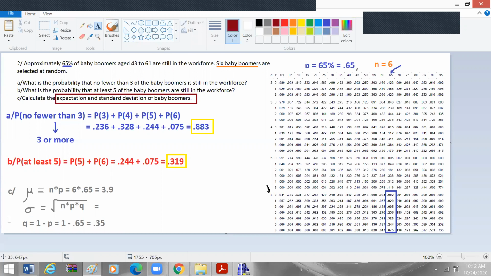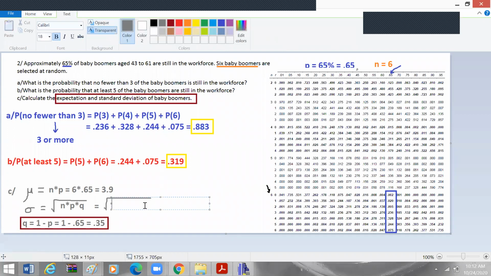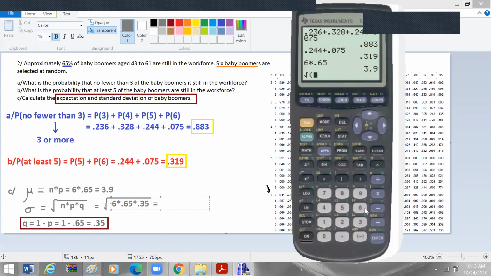So I'm going to box this one just in case people forgot it. And I won't forgive you if you make a mistake like that. I'm just kidding. Okay. So we're going to take the square root of n, which is 6, times p, which is 0.65, and then q, which is 0.35. And then the answer for that we're going to do on a calculator. So that would be 6 times 0.65 times 0.35.